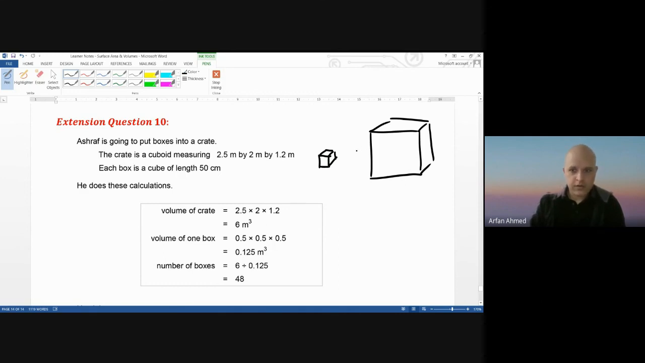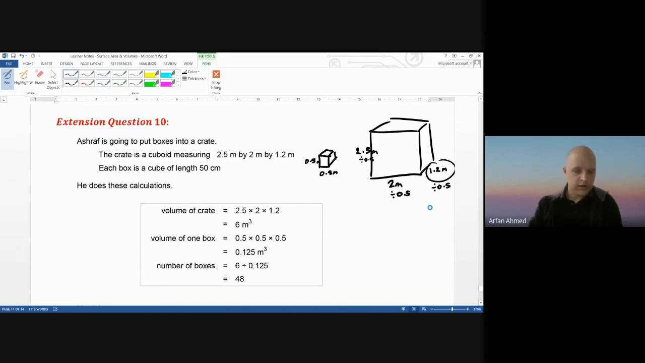Let's call that 2.5 meters, that 2 meters, and that 1.2 meters. That's what they're saying. And this is 50 centimeters by 50 centimeters, which is 0.5 by 0.5 meters. 0.5 goes into 2.5 fine, and 0.5 goes into 2 exactly. How many 0.5s go into that? 4 times.